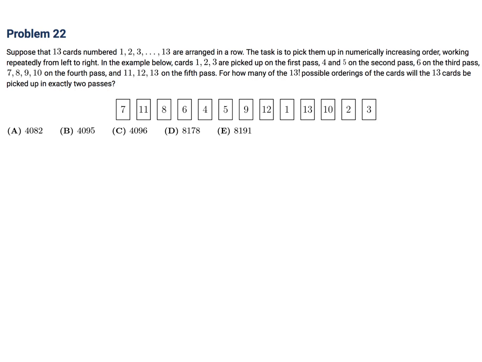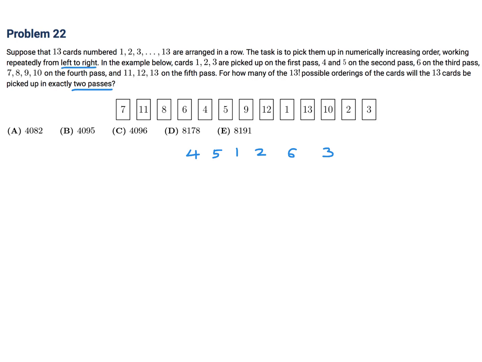Okay, so let's talk about this before we jump right in. What do they mean by this 2 passes? Well, I'll give you an example. Let's say we have 1, 2, 3, and then 4, 5, and 6, like that. I'm just giving you a small example. So what we're doing is we're going to pick up the cards, working from left to right in numerical order.